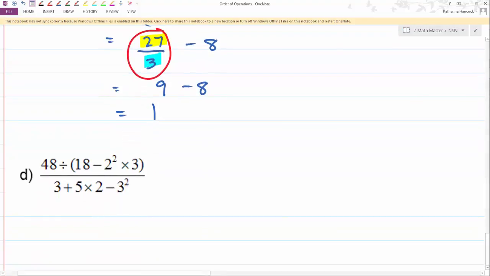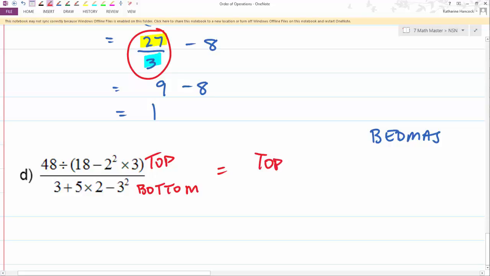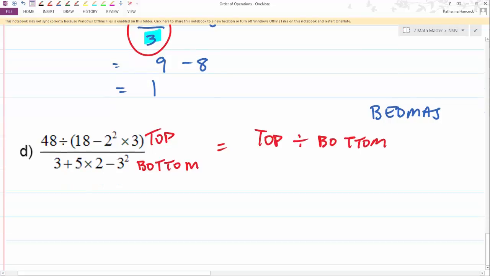Okay. The last question. So this one has brackets, exponents, division, multiplication, addition, subtraction. It has everything. So I'm going to figure out the top and bottom separately. So here's my top and here's my bottom. And then I have to remember at the end to do top divided by bottom. And then I can put it all back together.